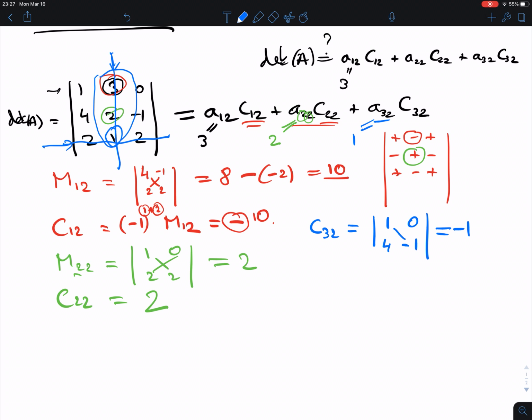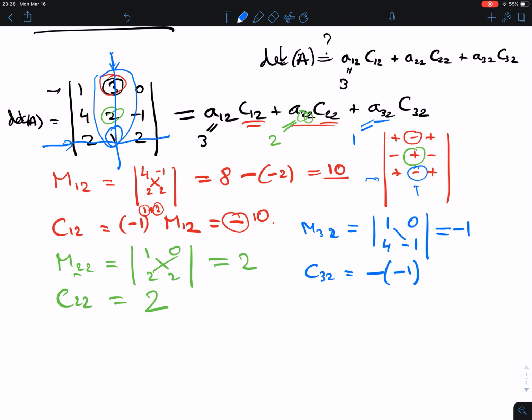But, no, sorry, I misspoke. This is not C32, right? Because C32 has a sign. And so this was actually M32 that I calculated. I apologize. Because C32 is this number, but with, I don't know yet what the sign is. Let's look. Third row, second column, we're talking about a negative sign. So it's negative 1. Okay, so let's put everything together now.